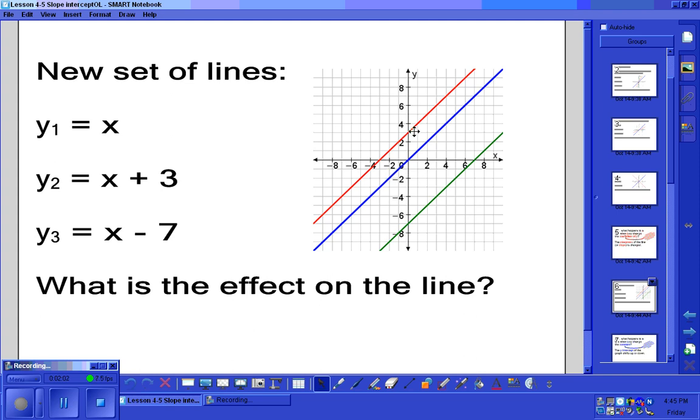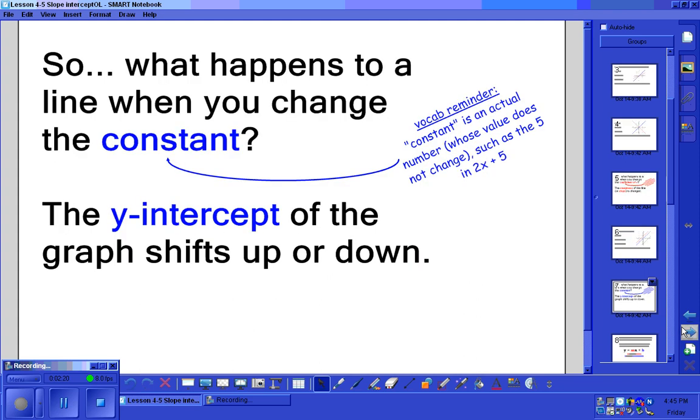But what has changed? Take a look at the y-intercepts. When you changed it to a +3, you notice that the intercept should have changed to a +3. As you change the equation to x minus 7 down here, you'll notice the y-intercept also changed to a -7. So what's the effect on the line? As you change that constant number right at the end, the y-intercept of the graph is shifting up or down.